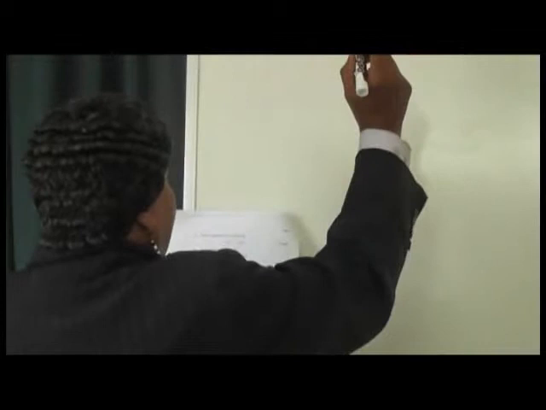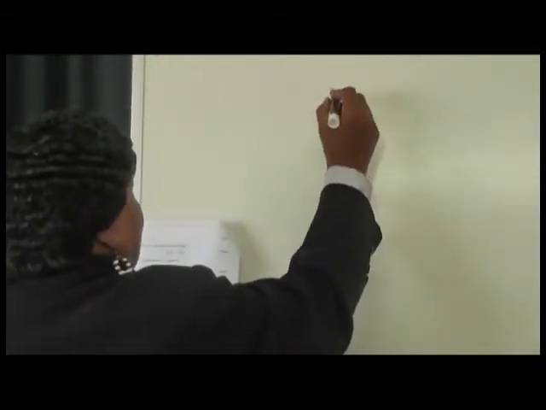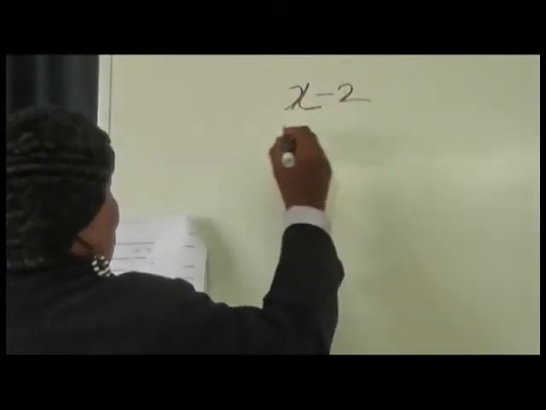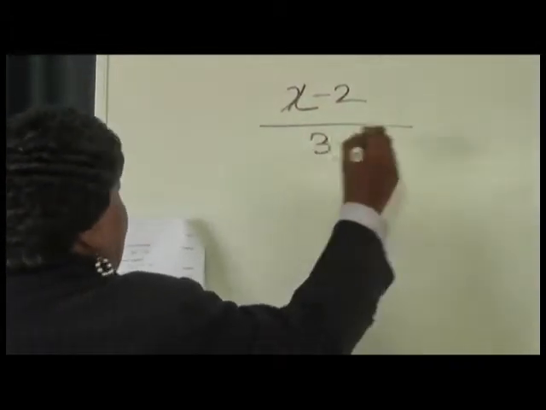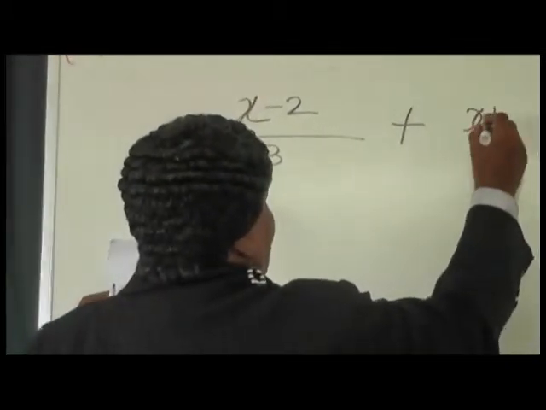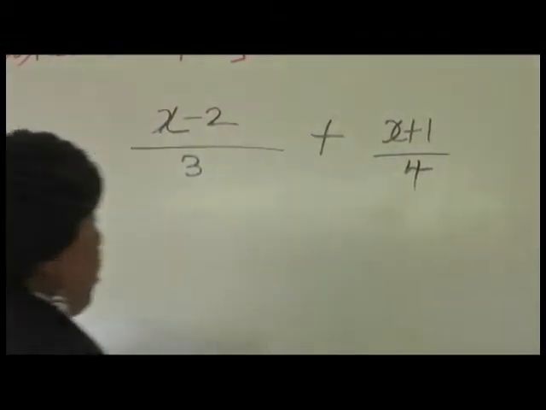Question number 2. Write as a single fraction in its lowest term. And this is what we're getting: x minus 2 over 3 plus x plus 1 all over 4. And this is worth 3 marks.